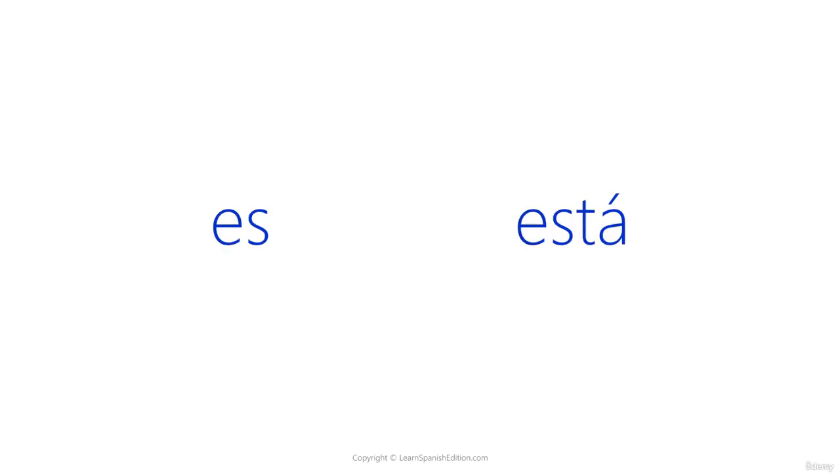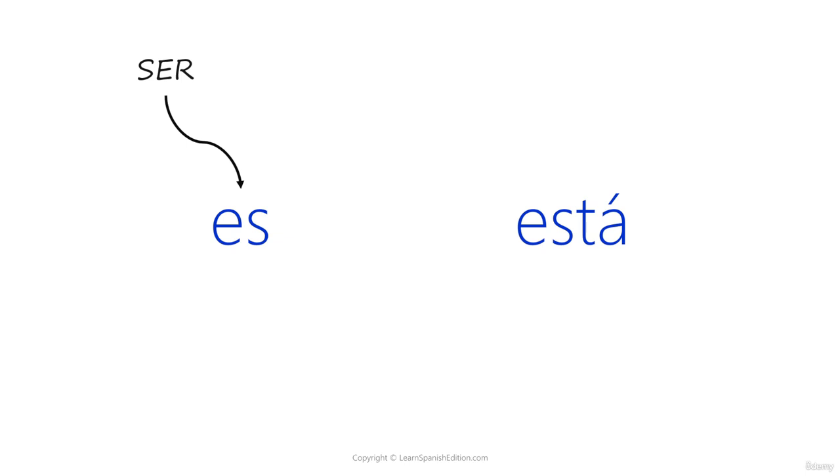Now, because we have two options for to be, it means that we also have two options for it is. Those are es and está. We're already familiar with this sound of es. This is coming from the verb ser. We've been using it quite a lot in the course to say things like es posible, es importante, es bueno, and so on. All of that is considered general use.